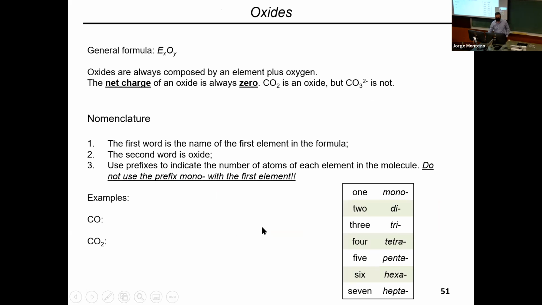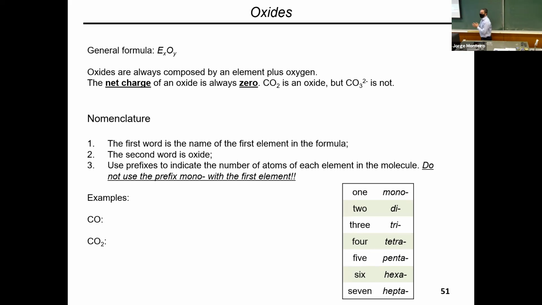Okay, so now let's talk about another class of compounds. We are going to focus here on oxides. And what I want from you at this point is to know how to name an oxide and throw the name right before. So it doesn't matter how they are bonded at this point.